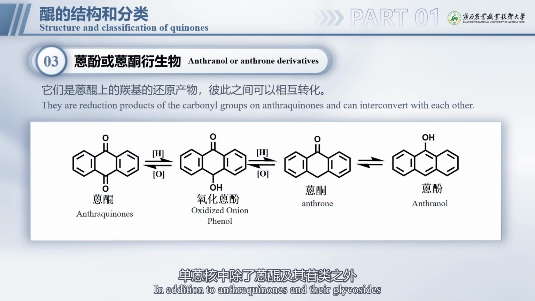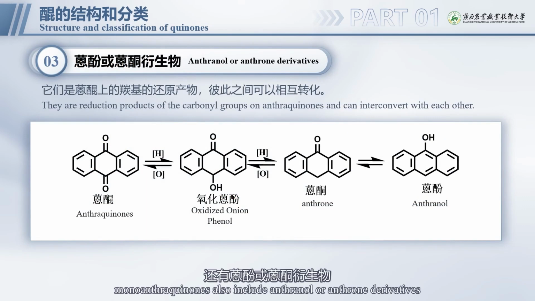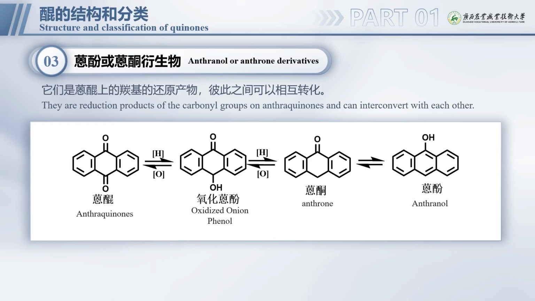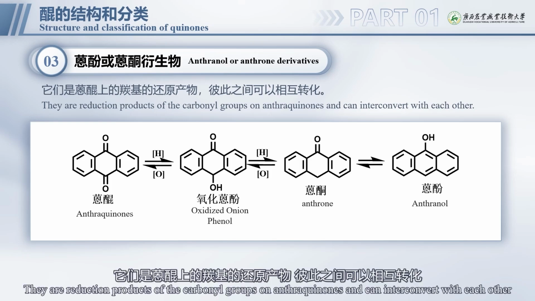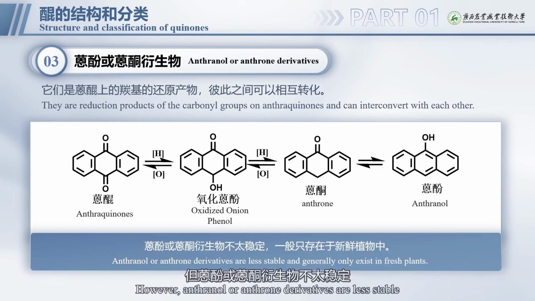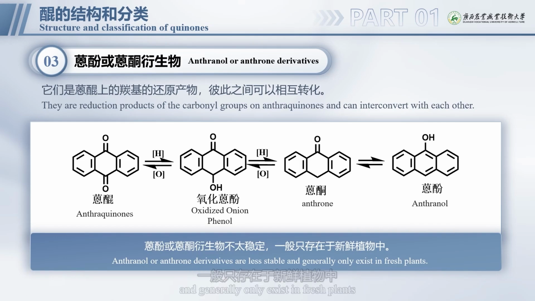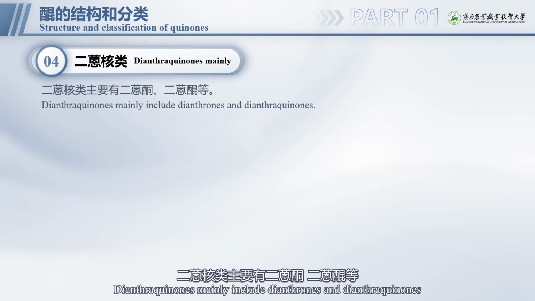In addition to anthraquinones and their glycosides, monoanthraquinones also include anthranol or anthrone derivatives. They are reduction products of the carbonyl groups on anthraquinones and can interconvert with each other. However, anthranol or anthrone derivatives are less stable and generally only exist in fresh plants. Dianthraquinones mainly include dianthrones and dianthraquinones.